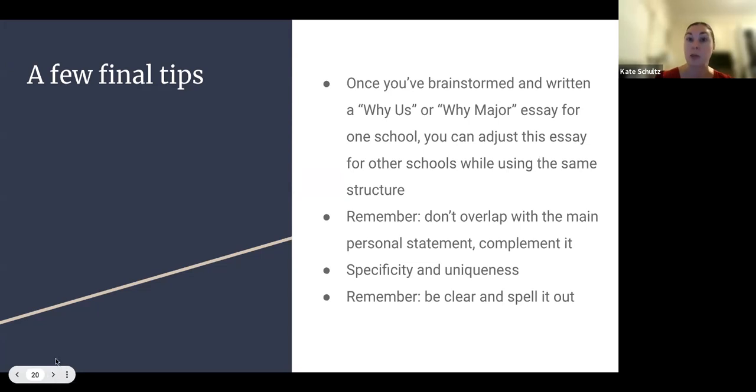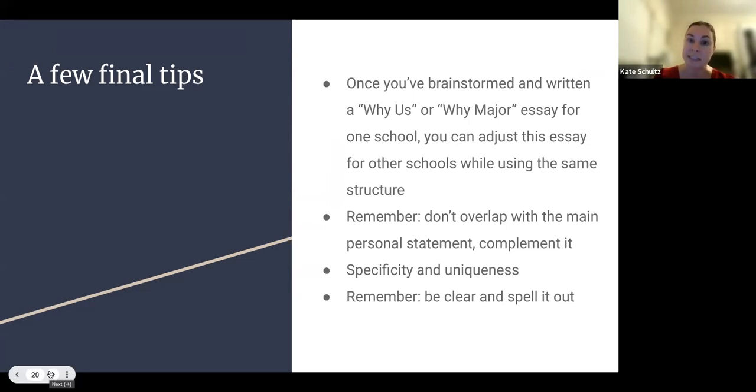So that will help make the process a little bit easier for you. Now, again, you'll want to remember not to overlap with the main personal statement. So really show the school who you are in a broad context. And a great way to do that is by writing about different aspects of yourself. So definitely choose a supplemental essay prompt that doesn't overlap with the personal statement.